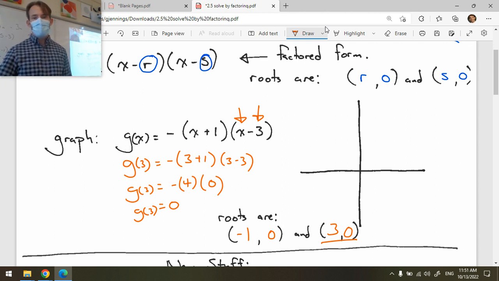So we've got two roots. Let's put them in. Here, boop. I'm going to call that the point negative 1. And then I go over, well, that'd be like 1, 2, here, boop, that's 3. So now I've got my two roots.